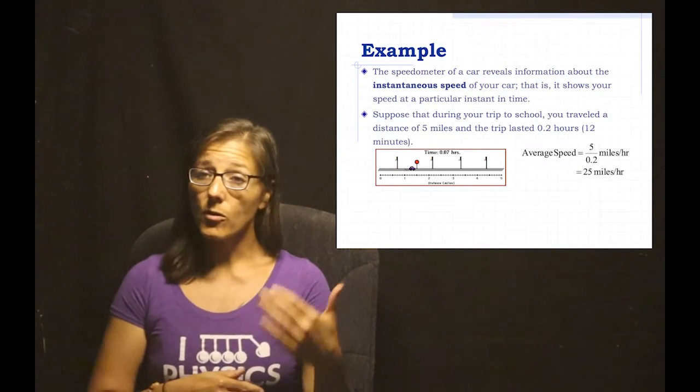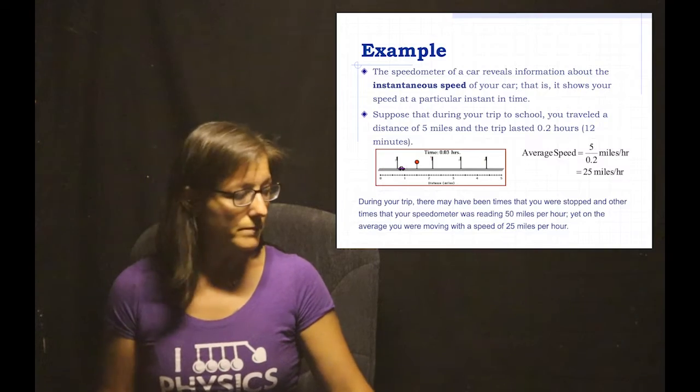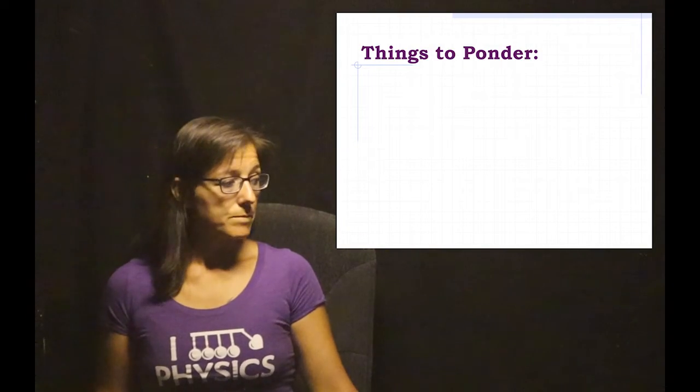But we know that along the way, you might hit traffic lights, you might speed up, you might slow down. So your instantaneous speed may change, but your average is a calculation over an entire time interval. So things to think about.